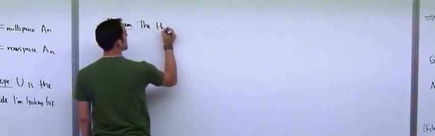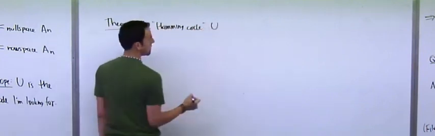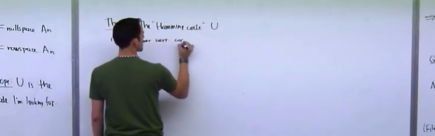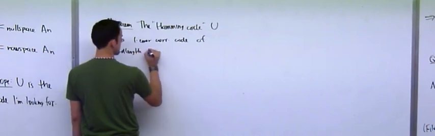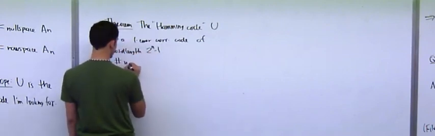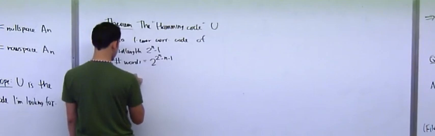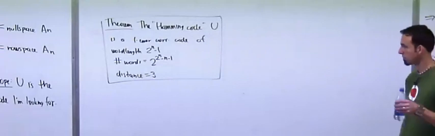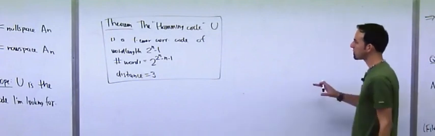And this is what's called the Hamming code. The Hamming code U is a one error correcting code of word length 2 to the n minus 1, number of words 2 to the n minus 1, and distance 3. That's what I'm going to show.